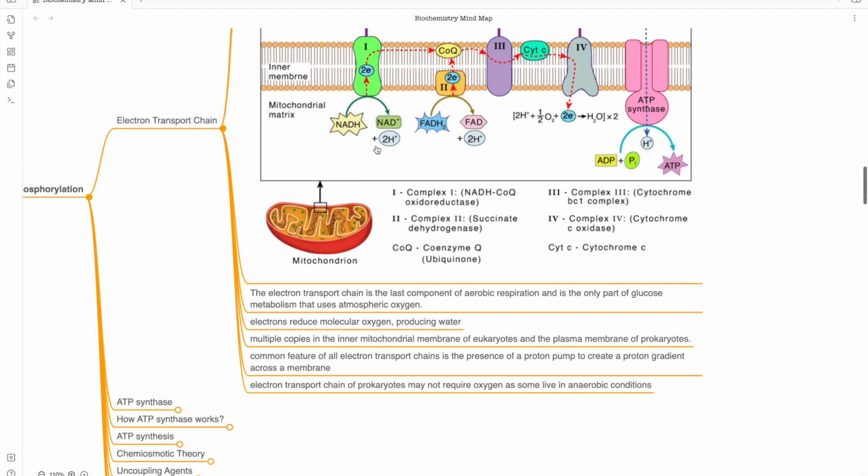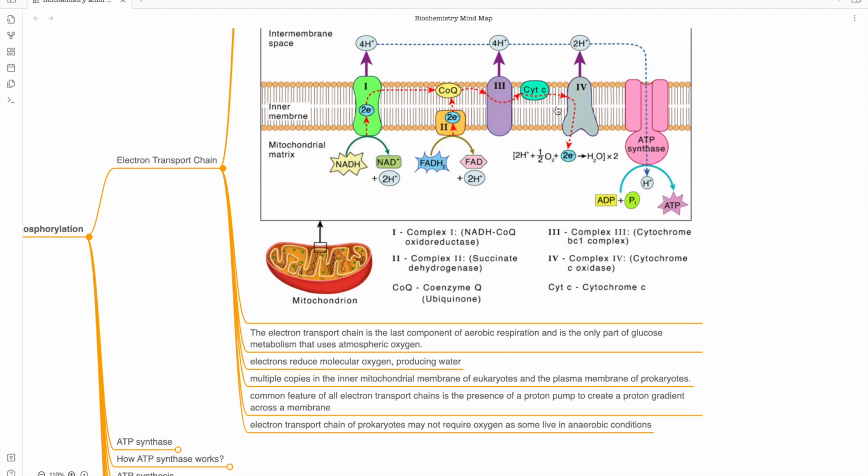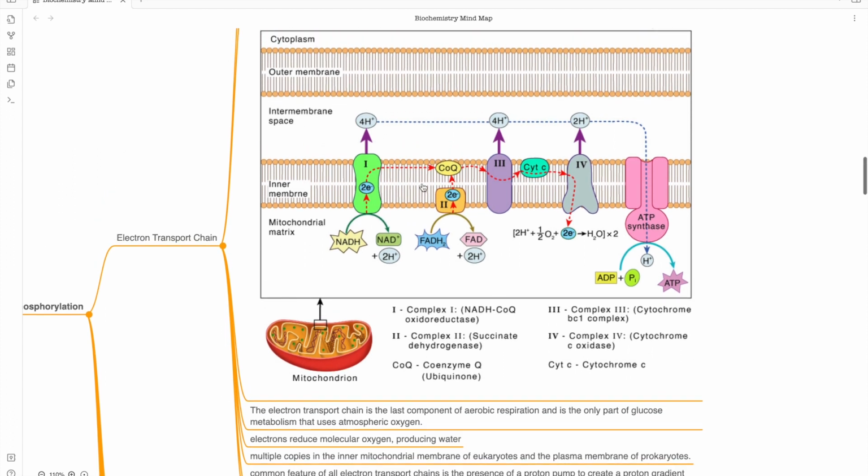This point says that complexes 1, 2, 3, and 4 are obviously not singular. There are multiple copies of each, so that a huge amount of ATP can be produced inside each cell of each organism. As I have mentioned, this is present in the inner mitochondrial membrane, but mitochondria are present only in eukaryotes. So what about prokaryotes? We know prokaryotes also undergo glycolysis and oxidative phosphorylation. Where are these complexes located in prokaryotes? There is only one membrane, the plasma membrane, where all these things are embedded.